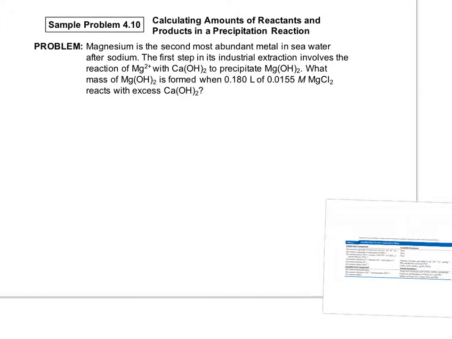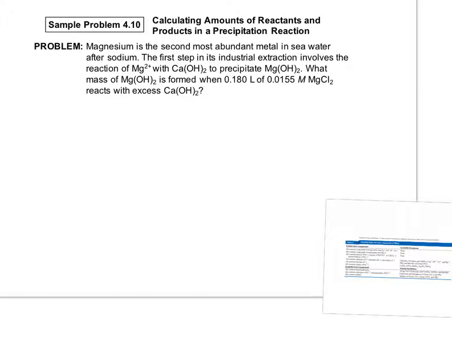So this can be a scary problem. I mean, there's a lot going on here. They've got some numbers, some concentrations, some volumes. They've got different species going on here. So I know these problems can look a little bit scary. The first step is always to start writing down what you know and figuring out what they're asking for.